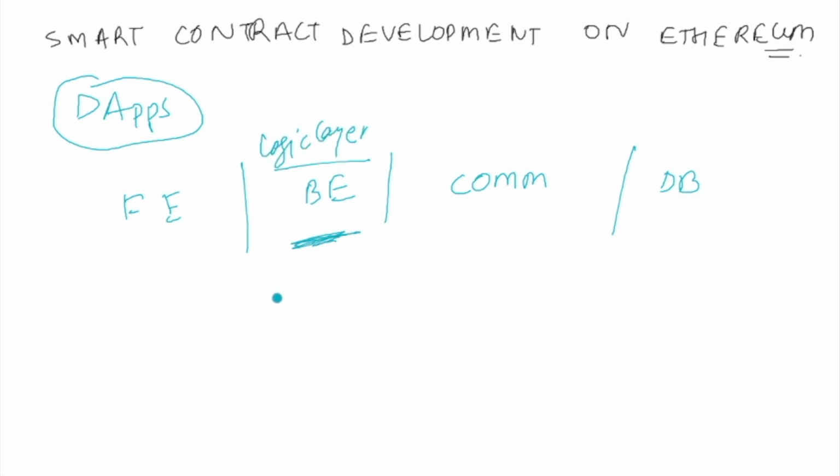It does so by means of smart contracts. So here we have smart contracts running, and because of these smart contracts, we can make this particular layer decentralized.